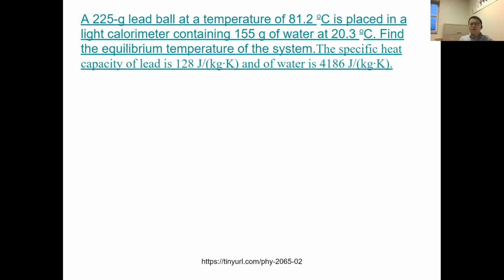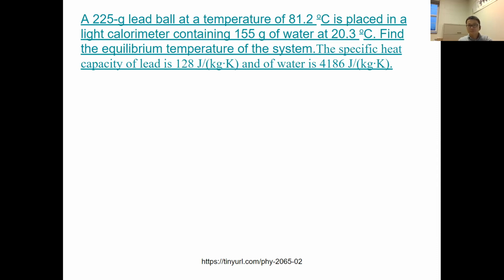Let's take a look at one example, and then you'll see how to apply this. The heat changes for the two objects in contact should be equal to 0, to find the specific heat capacity of the unknown object.